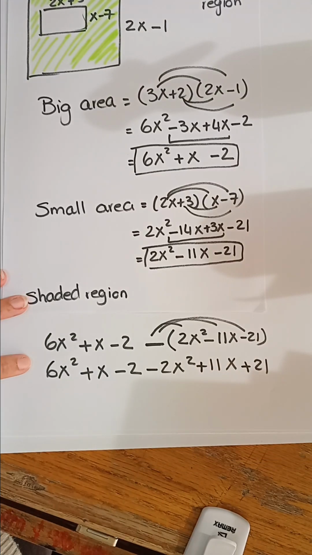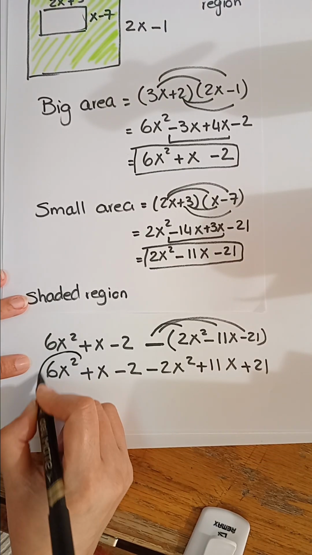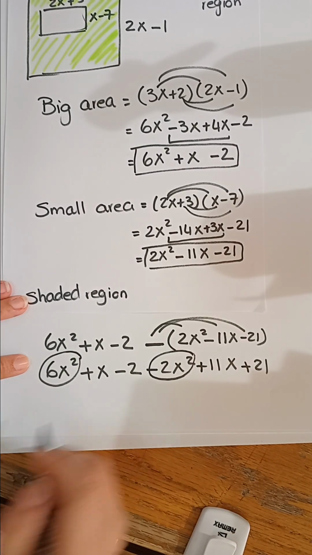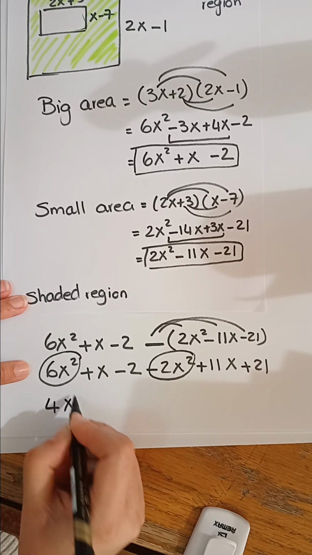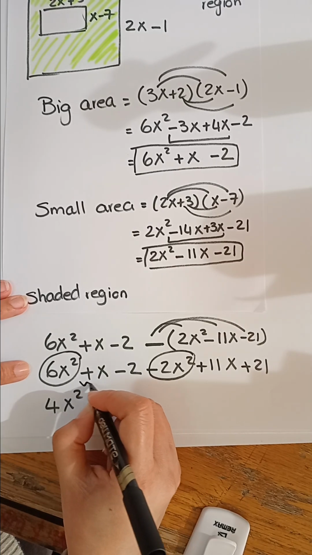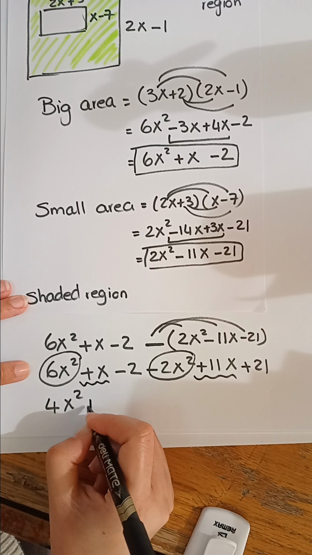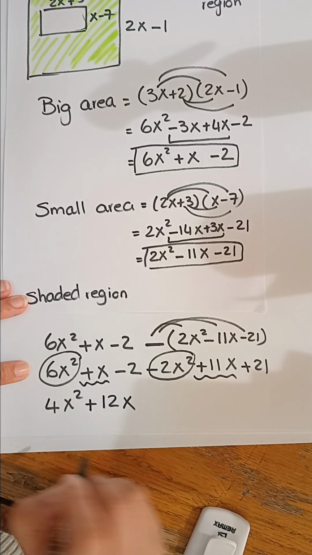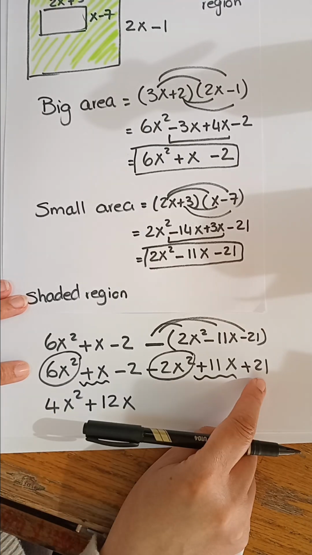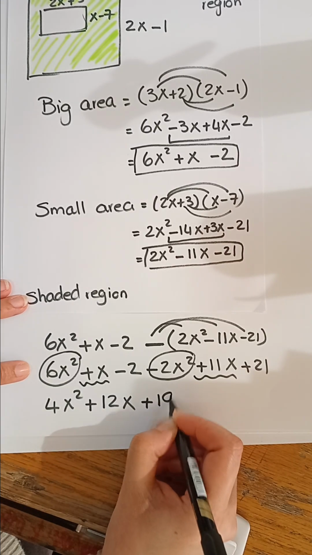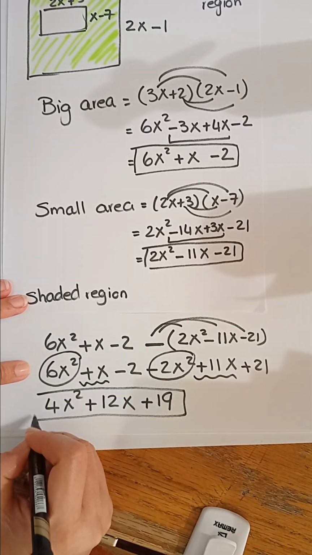Now it's time to combine the like terms. I have here 6x squared combined with negative 2x squared. Together they make 4x squared. Then I have positive x and positive 11x. Together they make positive 12x. Then negative 2 and positive 21 gives us positive 19. And this is the area of the shaded region.